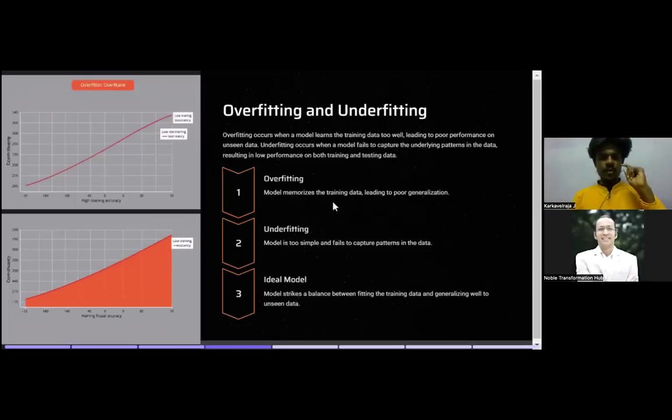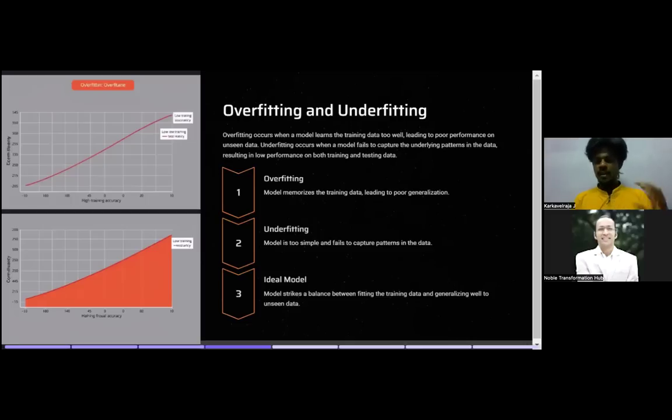Now let's divide it. Overfitting: the model memorizes the training data, leading to poor generalization. Underfitting: the model is too simple and fails to capture patterns in the data. An ideal model strikes a balance between fitting the training data and generalizing well to unseen data. I will put it in a simple manner, guys.